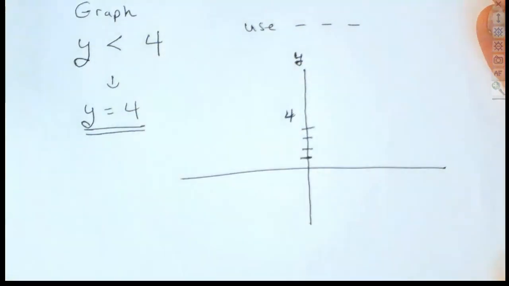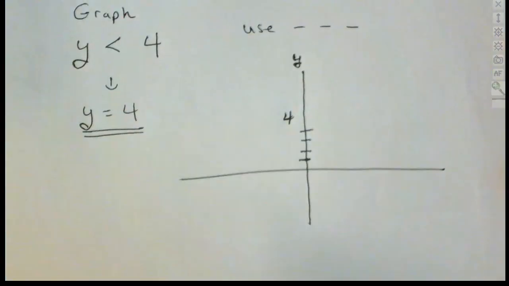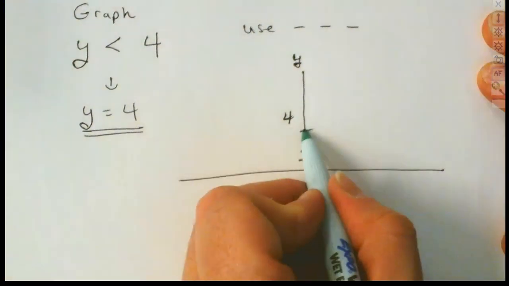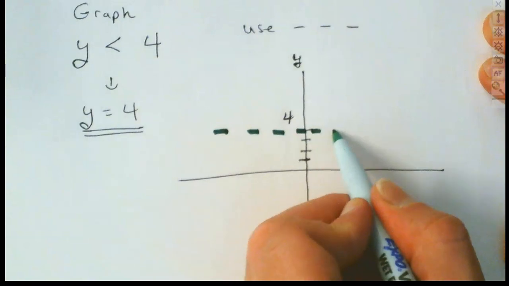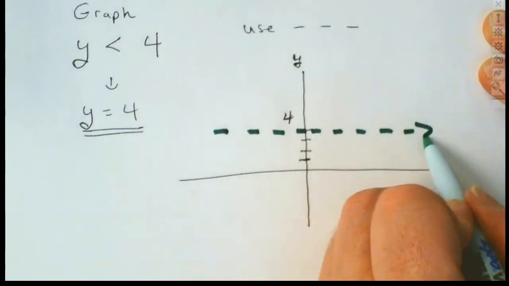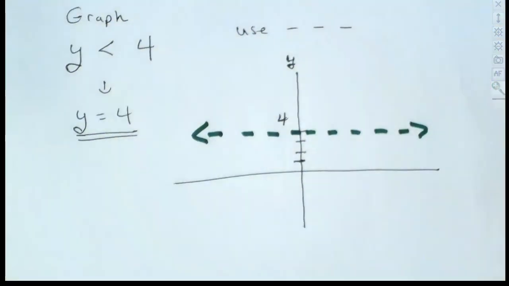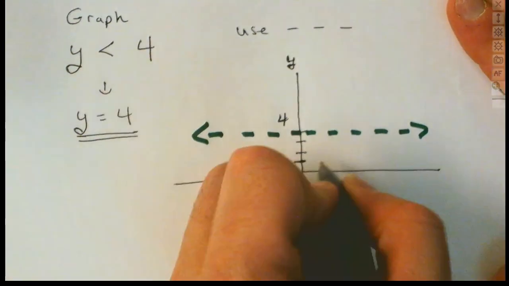Okay? And you already told me that we're going to use a dotted line. So we're going to use a dotted line. And we're going to be on the y-axis because it's a y line. An x line would be on the x-axis and it would be vertical. This one is horizontal.